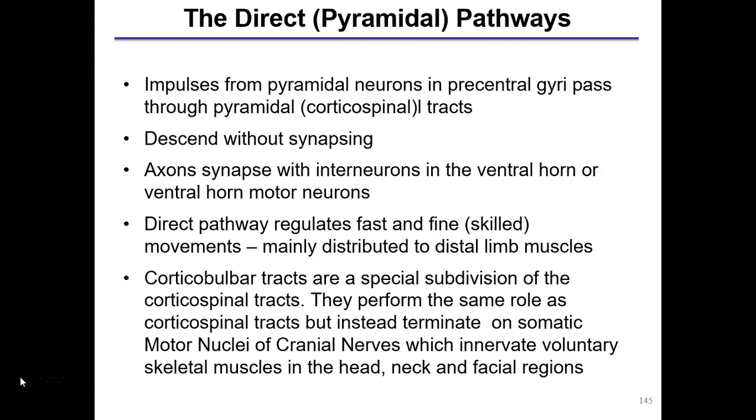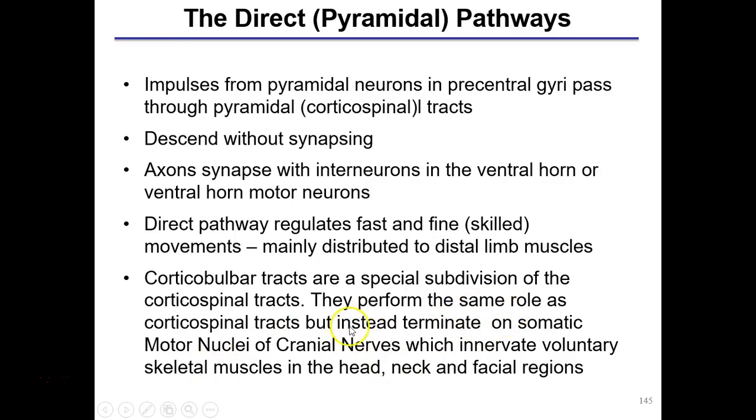Now, there's a special subdivision of the pyramidal tract, which really doesn't fit the classic definition we've given up here, but the corticobulbar tracts play the same role as the corticospinal tracts. Instead of running all the way down to the ventral horn of the spinal cord, they terminate on somatic motor nuclei of cranial nerves within the brainstem.